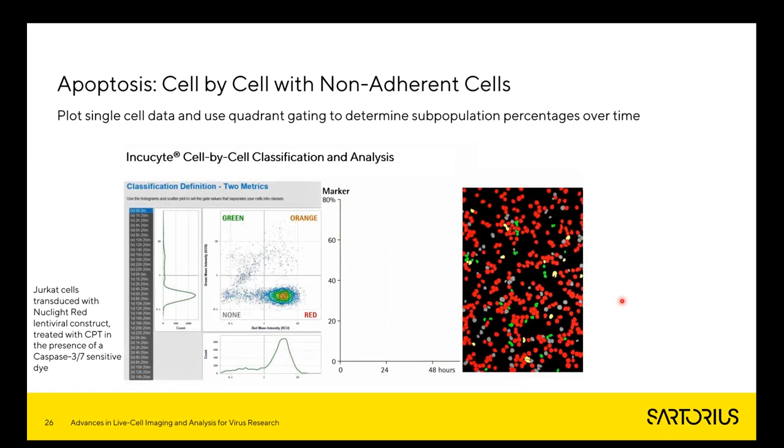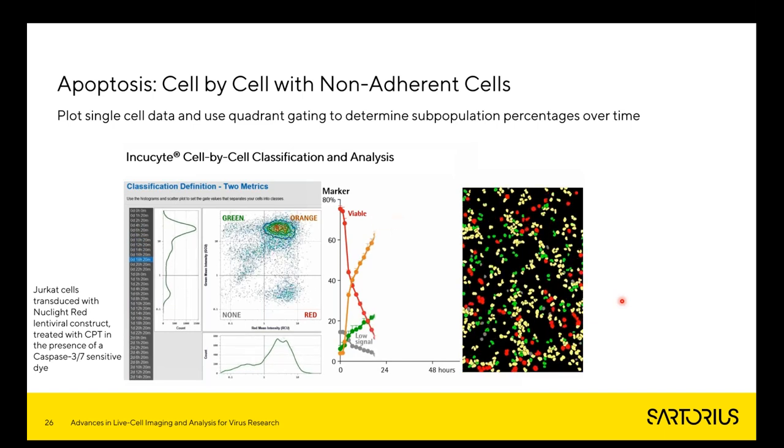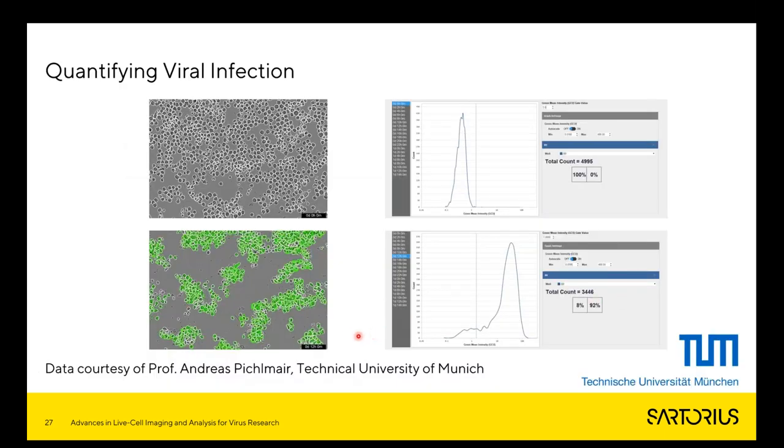So cell by cell really just allows you to monitor the dynamic and kinetic changes in your cell culture by assessing the different subpopulations. The benefit of the cell-by-cell module is to quantify, for example, viral infection on a per-cell basis. Here, researchers at the Technical University of Munich have used cell-by-cell to quantify viral infection. In this example, they use a virus that is tagged with GFP to visualize the infection.